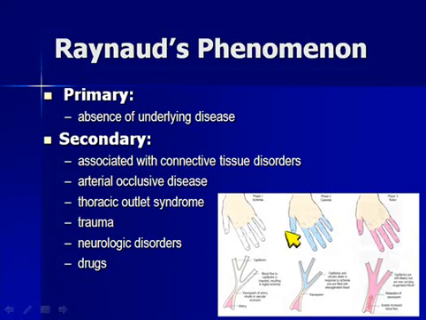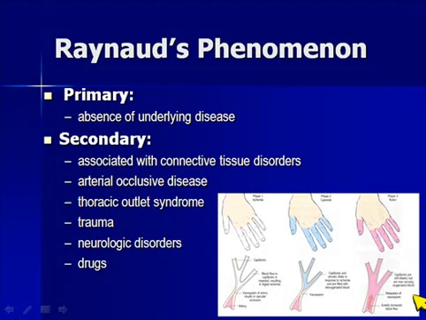First, the digits are white, they blanch. The artery will vasospasm and shut, and there's no perfusion here, so the fingers blanch. Secondly, what happens is the blood remaining in the tissue becomes deoxygenated and the tissues become cyanotic or blue.